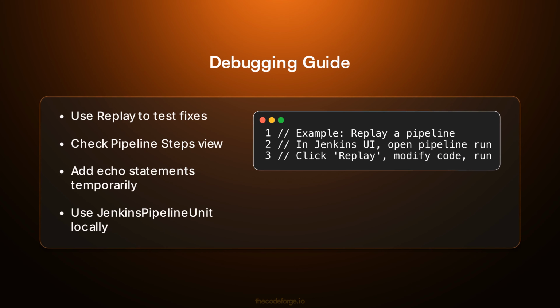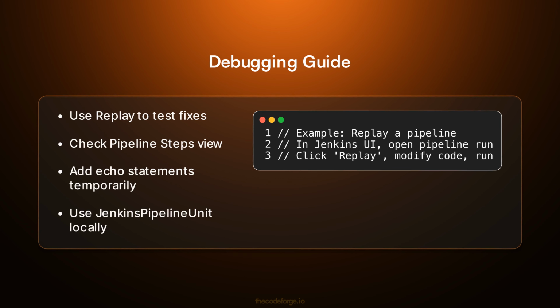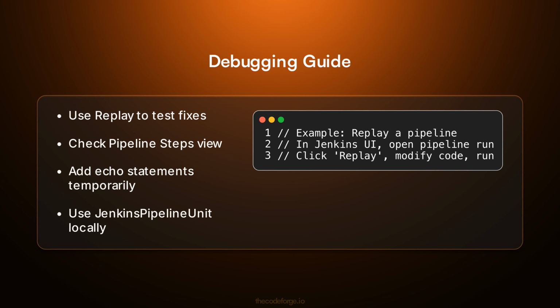To diagnose issues, use replay to modify and rerun a pipeline without committing. Check the pipeline steps view for step durations and logs. Add temporary echo statements for debugging, but remove them later.